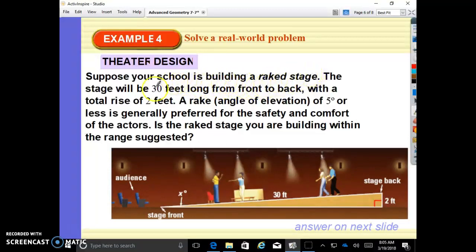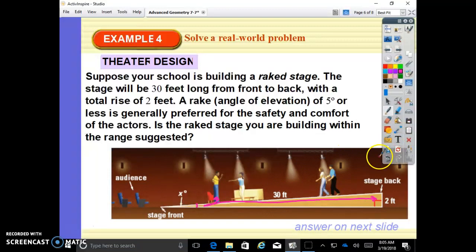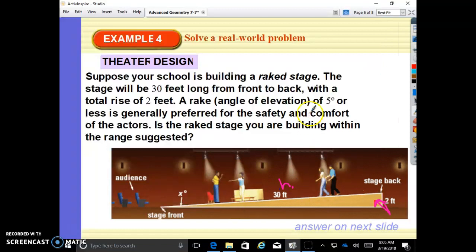The stage will be 30 feet long from front to back, 30 feet long. It has a 2-foot rise, and they want to know what is the angle of elevation. What is this degree? Well, we have opposite, and what is the 30? Is it adjacent or hypotenuse? It is the hypotenuse because it is across from the right angle. We have adjacent, opposite and hypotenuse.